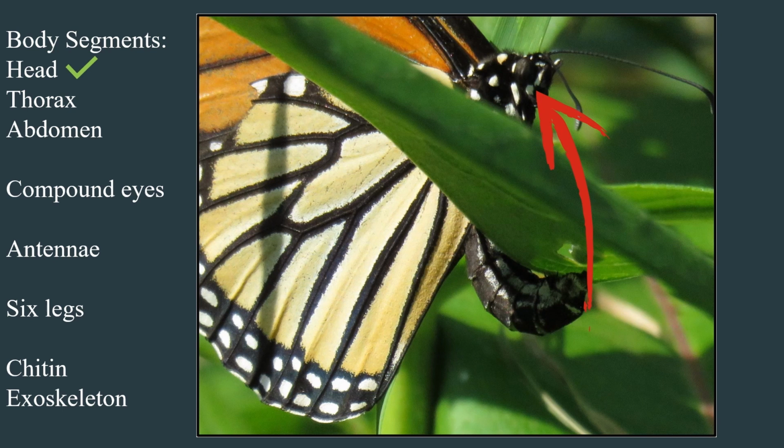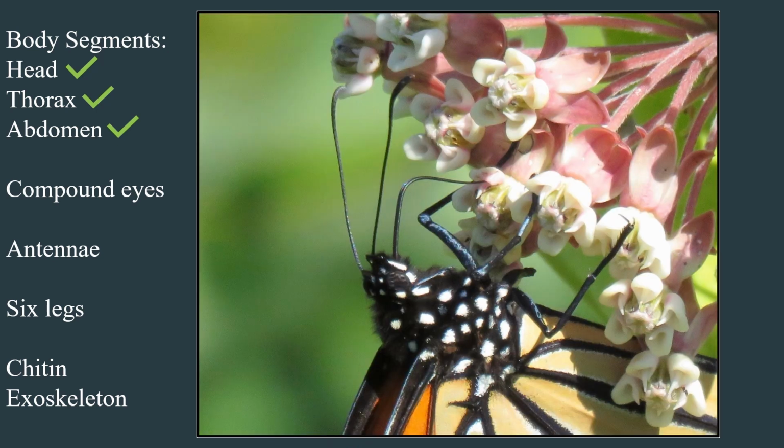We've got a head. We still can see that thorax in the middle. And now we have an abdomen curling around, very visible for us to see. So that's great. And now it flies away and goes to another spot. And this gives us the perfect opportunity to look at compound eyes and antenna.